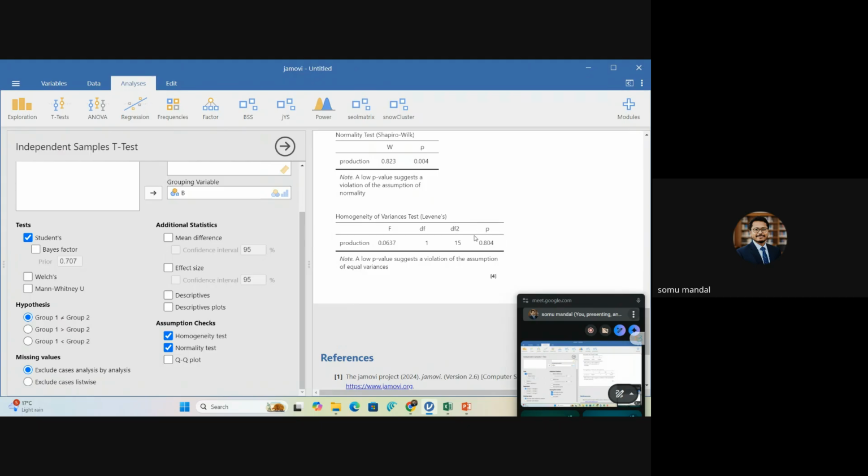So whether your data is equal in variance or not: here the p-value is 0.804, so a low p-value suggests a violation of the assumption of equal variance. So there is no equal variance within the data set, within the particular group. That's why nowadays Jamovi is more user friendly, because you can understand your results and outcomes from the note section. Here you look, a low p-value suggests a violation of the assumption of normality also.